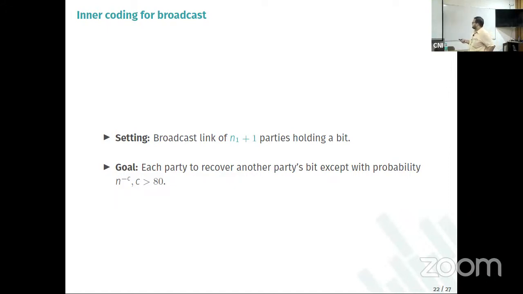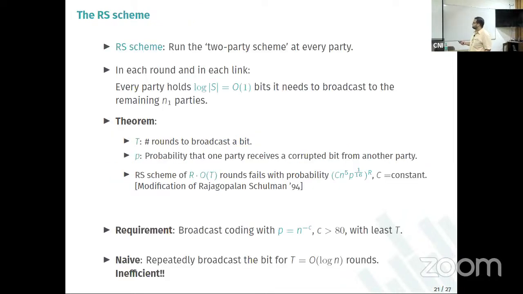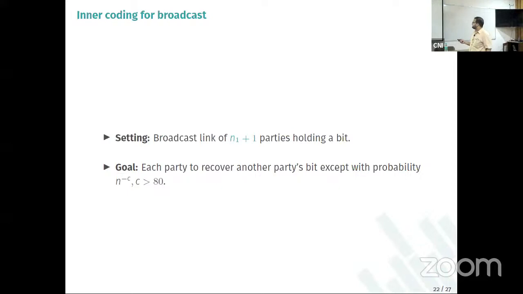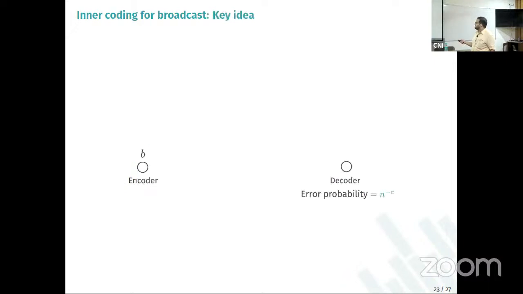So the key problem is as follows: you have a broadcast link of n+1 parties, each of them holding a bit, and the goal is each party should recover another party's bit, except with probability n to the power of minus c, where c is some constant greater than 8. This comes from here, which we didn't go into. But if this happens, then we can show that the Rajagopalan and Schulman scheme has vanishing probability of error. Now, how do you do this? I'm just going to give you the basic idea. The naive scheme, as I mentioned, is repeating it O of log n times. If you fix a constant here according to the channel transition probability and this constant c, you're going to get an error probability of this.